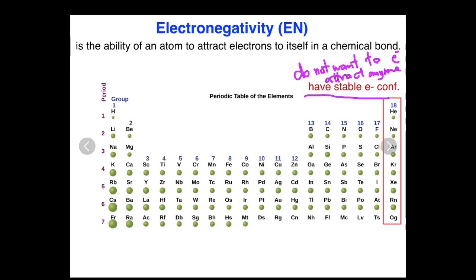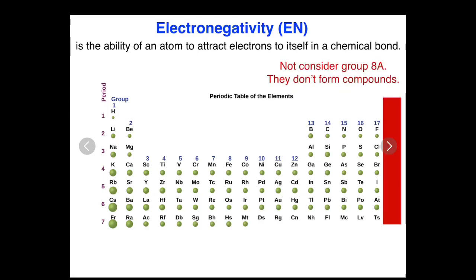Okay, so that means in this case, we are not going to consider group 8A or group 18, because they are not going to form compounds. They're not going to attract electrons, so they're already stable. So we're going to take a look at the rest of the elements. Remember we talked about two things before.